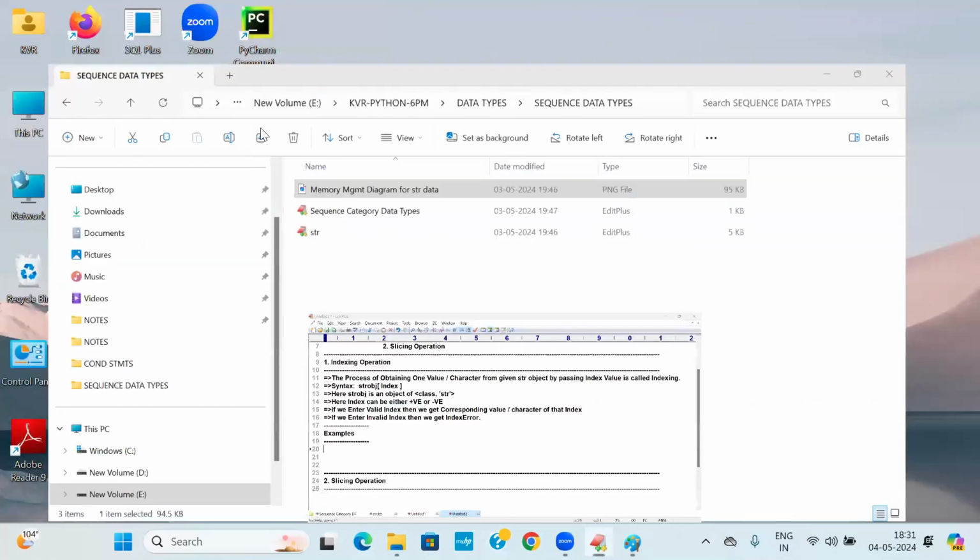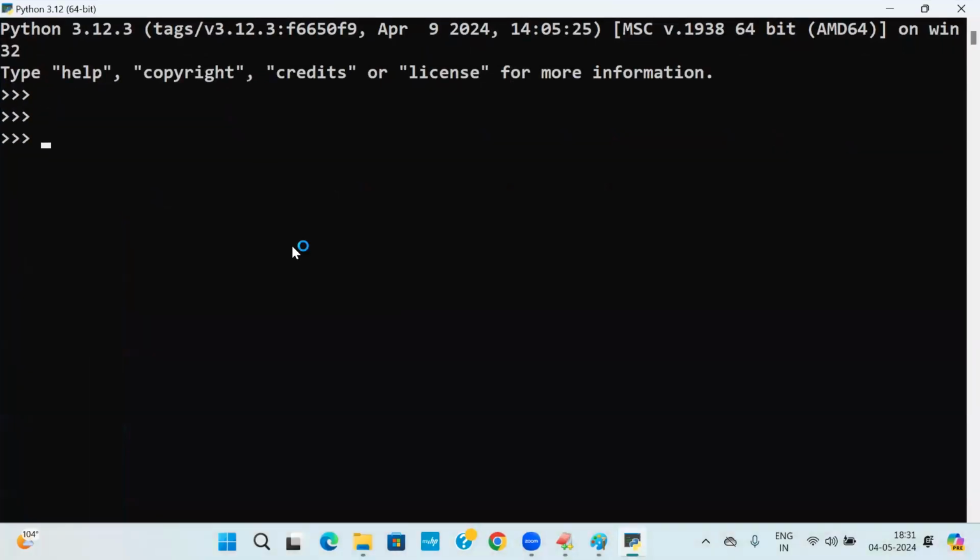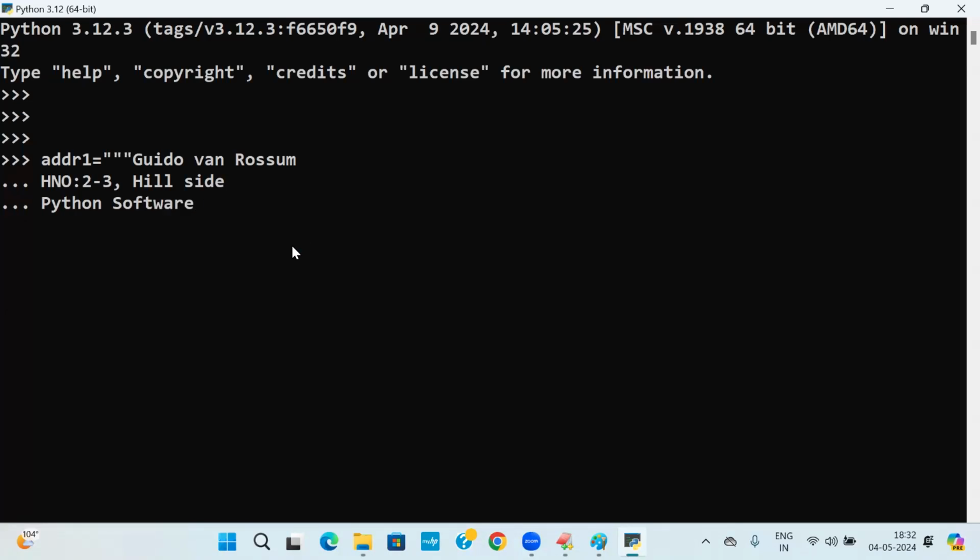Now let me go to the Python environment. Let me cover one important point here. In yesterday's class, ADDR1, one important point I am showing. What is that I said? Triple double quotes. I said Guido van Rossum. Something like HNO colon 2-3, something I wrote like this, hillside. And I said Python Software Foundation. Something like this, I said triple quotes ending.